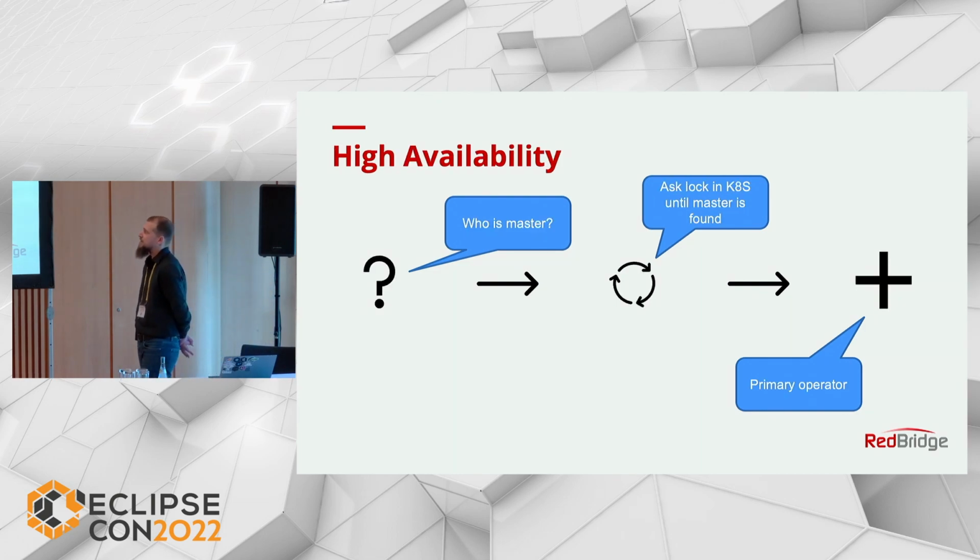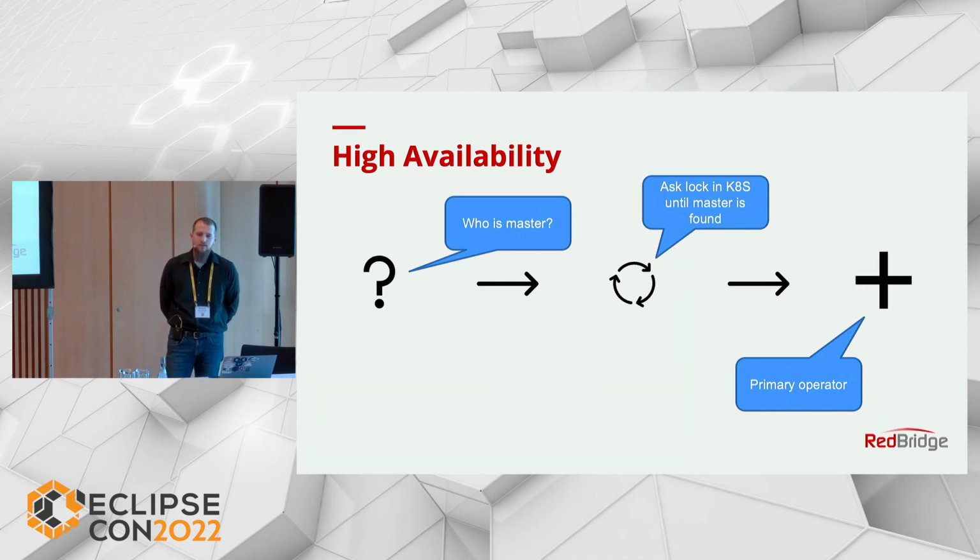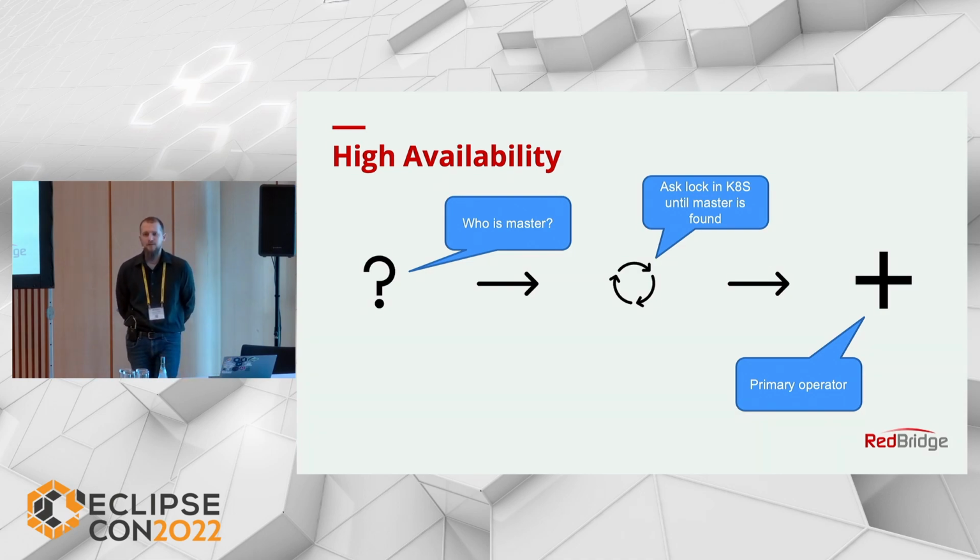High availability. There is something called leader election in Kubernetes. What you can do usually is, okay, I only start one pod and that pod will reconcile everything, but if that pod goes down, what do you do? Well, nothing will act on those resources that you're trying to change.